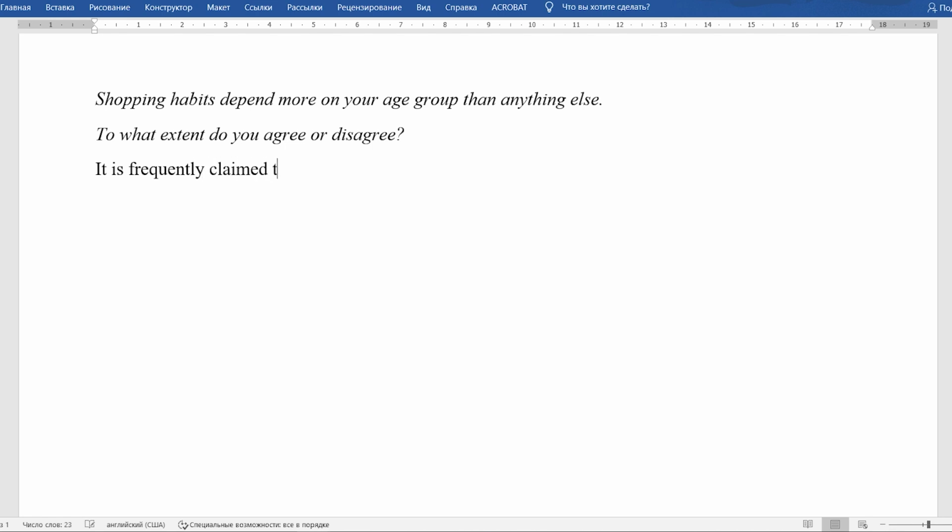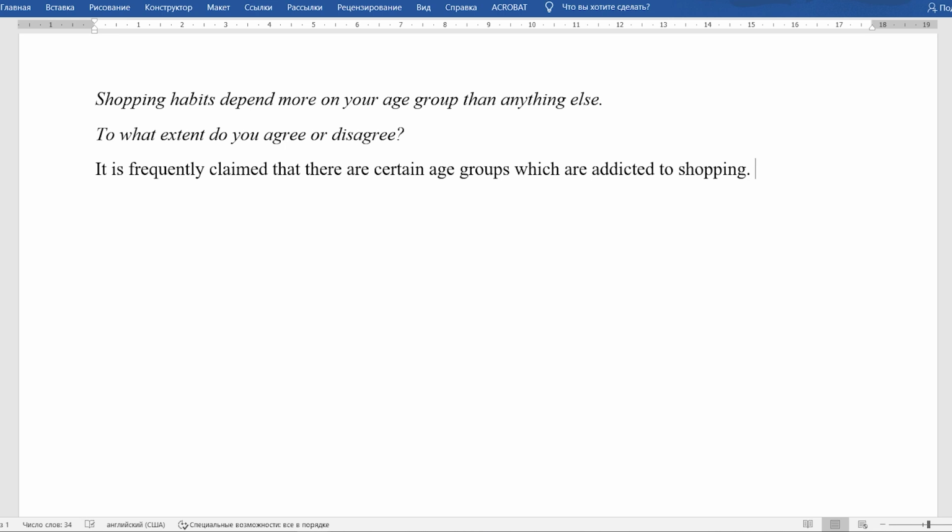It is frequently claimed that there are certain age groups which are addicted to shopping. Of course, we can say it differently. For example, we can say it is frequently claimed that there are certain age groups which have an addiction to shopping. But I chose to write which are addicted to shopping. Full stop.